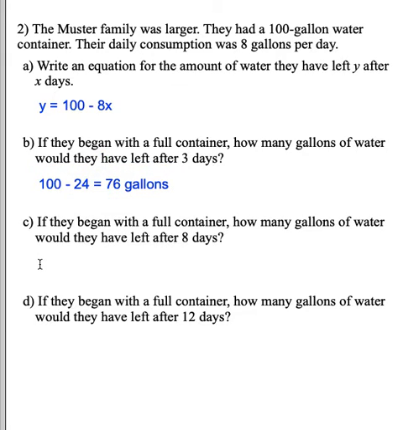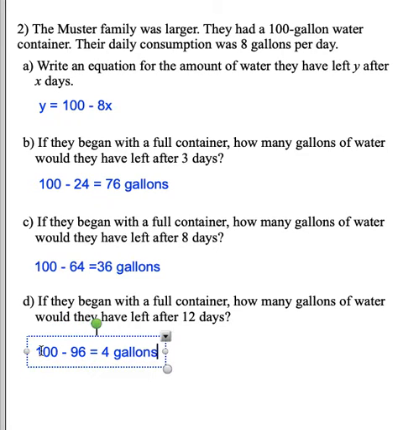And then, if they're doing it for 8 days, so 8 times 8 is 64. So you need to do 100 minus 64, and you get that they have 36 gallons of water left. On D, if they do it for 12 days, so 8 times 12 is 96. And so if they use 96 of their 100 gallons, they have 4 gallons left.